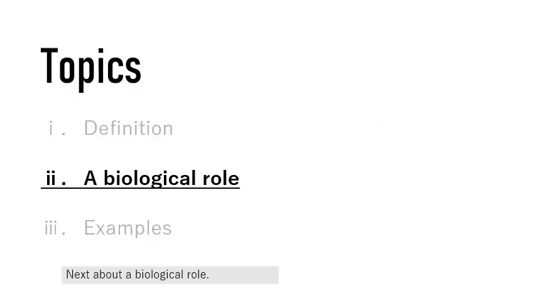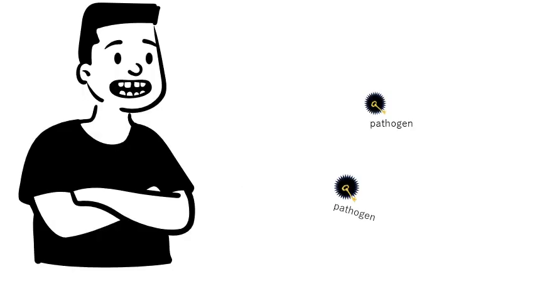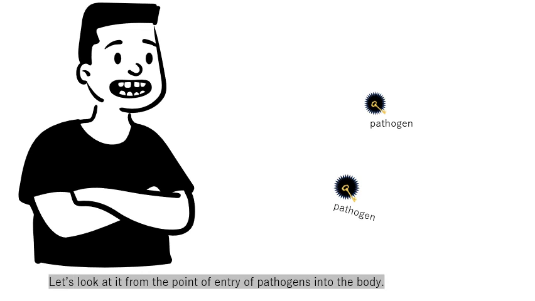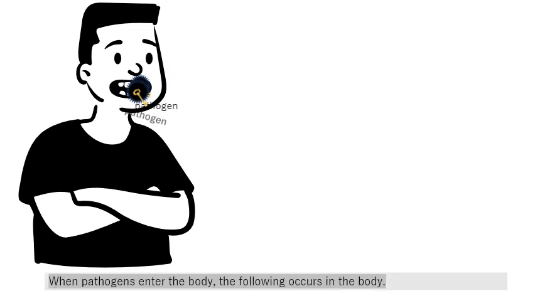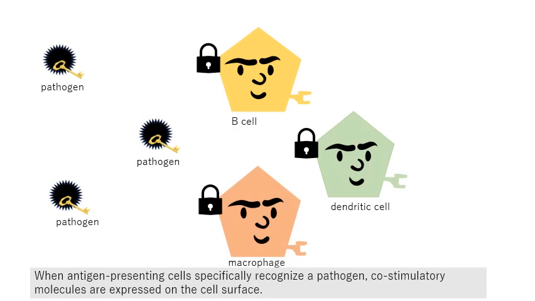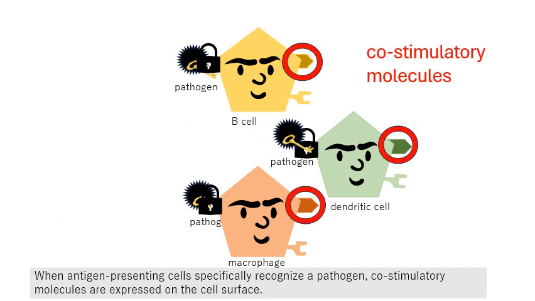Next, about a biological law. Let's look at it from the point of entry of pathogens into the body. When pathogens enter the body, the following occurs in the body. When antigen-presenting cells specifically recognize a pathogen, co-stimulatory molecules are expressed on the cell surface.